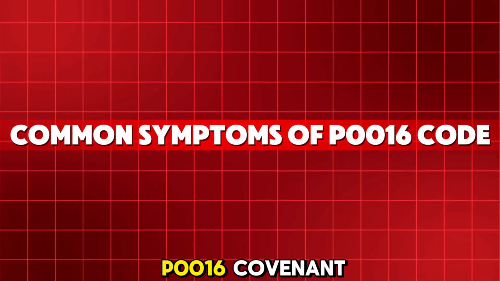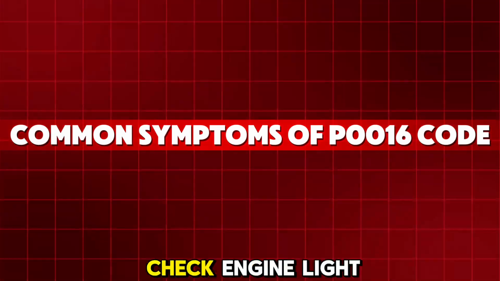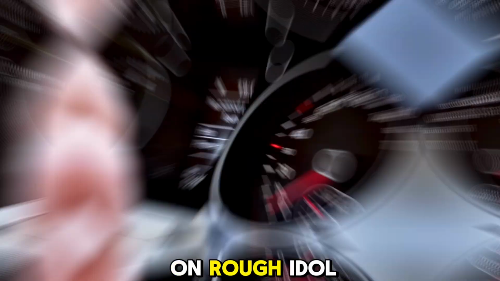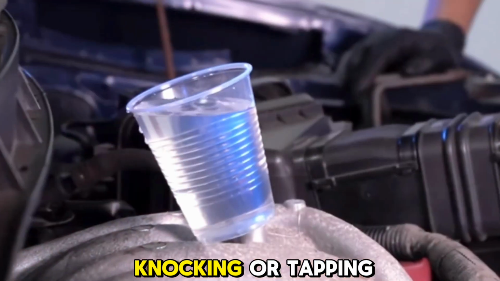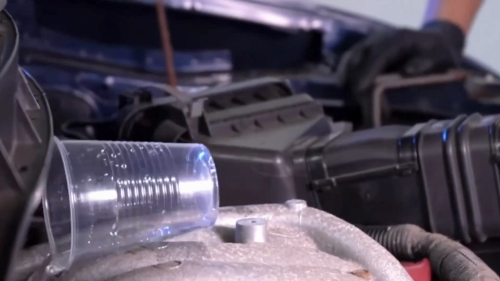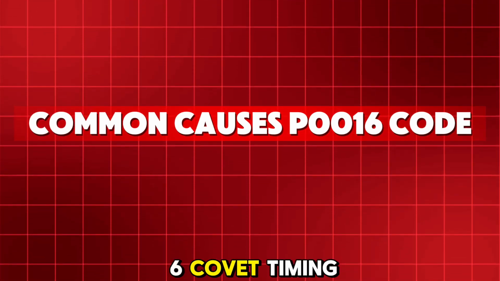Common symptoms of P0016 code: check engine light on, rough idle or stalling, noticeable loss of power, knocking or tapping noises from the engine, higher fuel consumption.